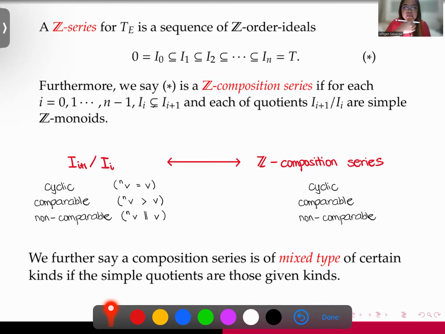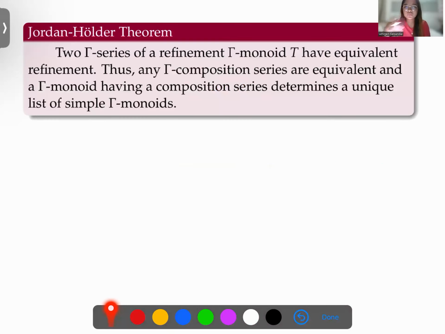The next question is that, since we have defined this concept in a similar sense, is it also true that this so-called Z composition series is unique in some way, which gives us a unique length? And to answer that, it's yes.